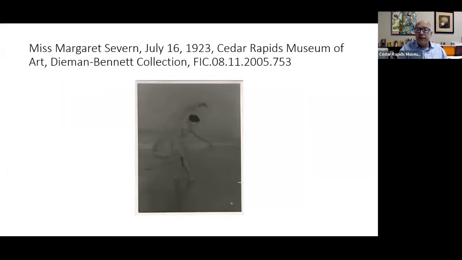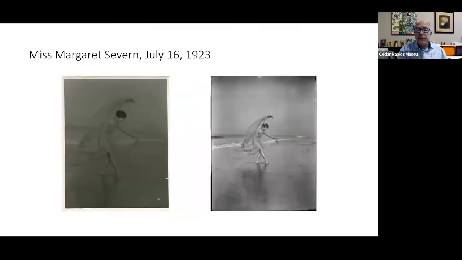Here, another photograph of Severn from our collection, again on the beach, probably the same shoot, 1923. And here another version of it where you can see he has not only cropped our version, but he's also modified the hair on the right as well.